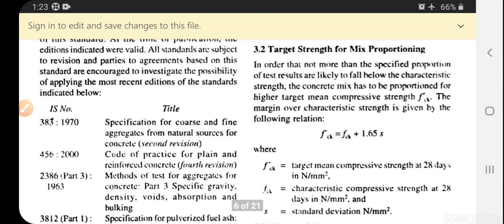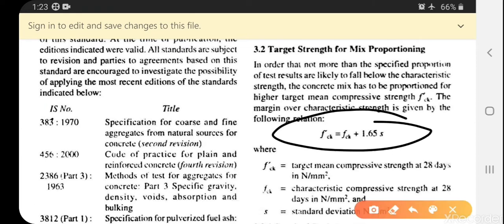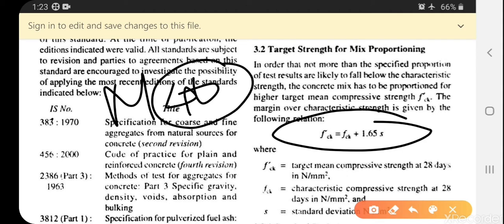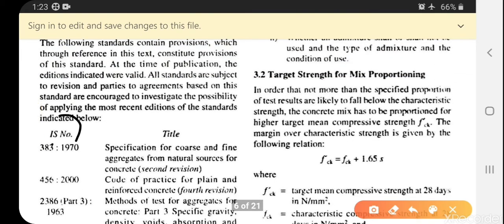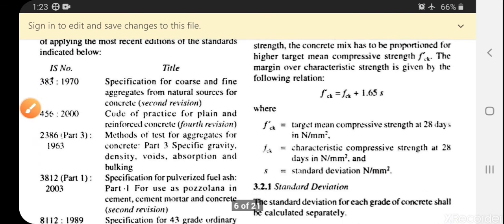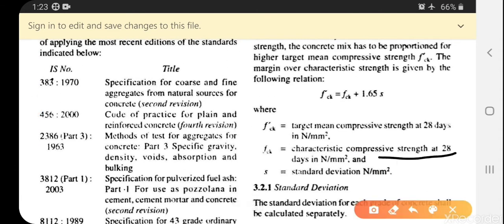Now next one, compressive strength. So I am assuming I am designing for M40. 40 will be our compressive strength, 40 Newton per mm square. So f'ck, target mean compressive strength at 28 days. FCK will be the characteristic compressive strength. So this is the characteristic compressive strength FCK plus 1.65 into S.